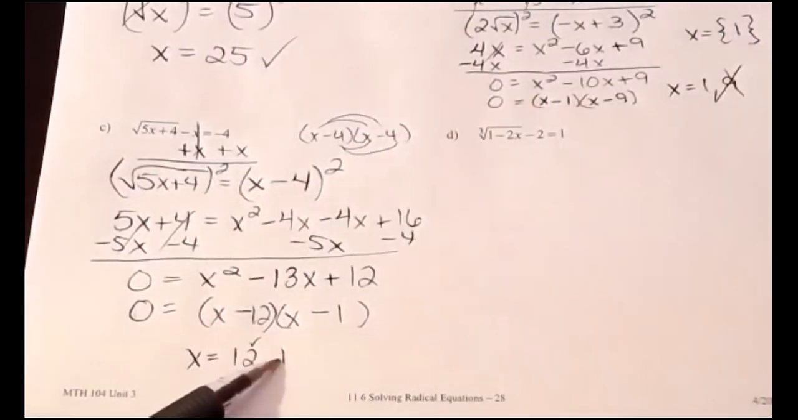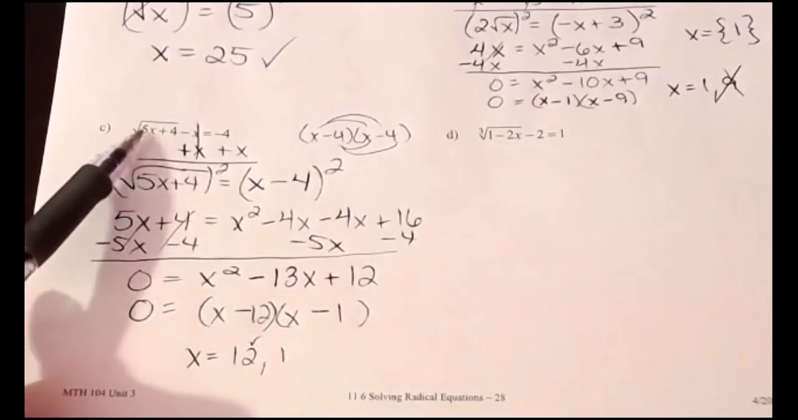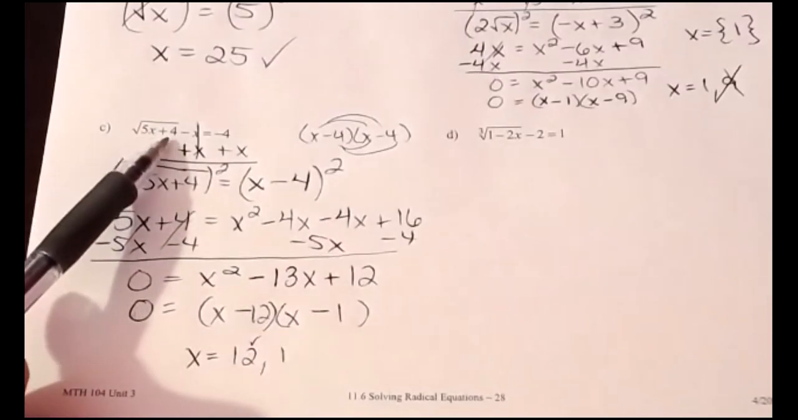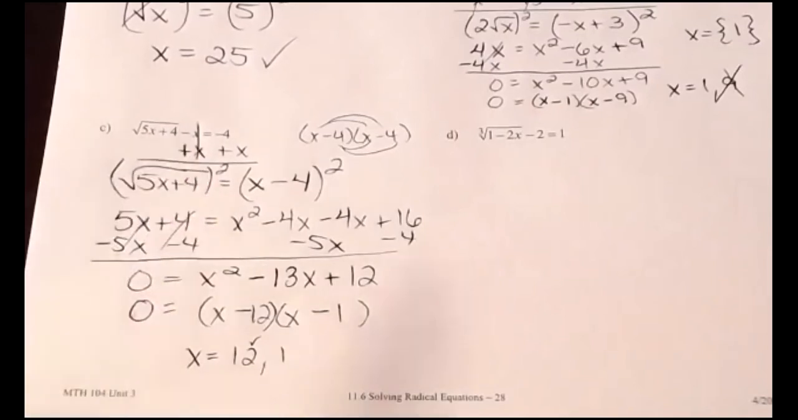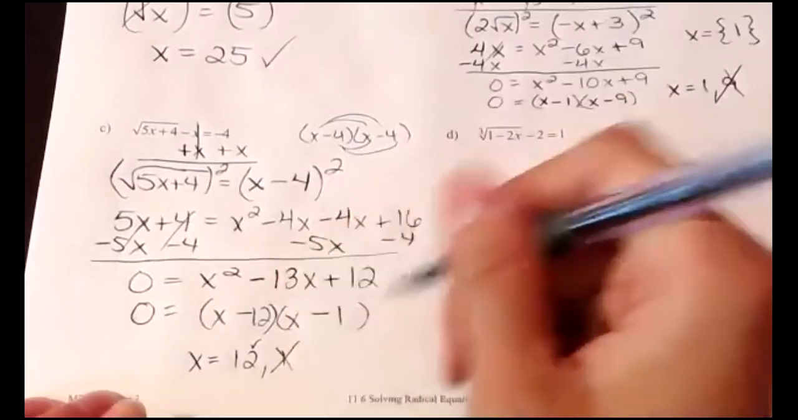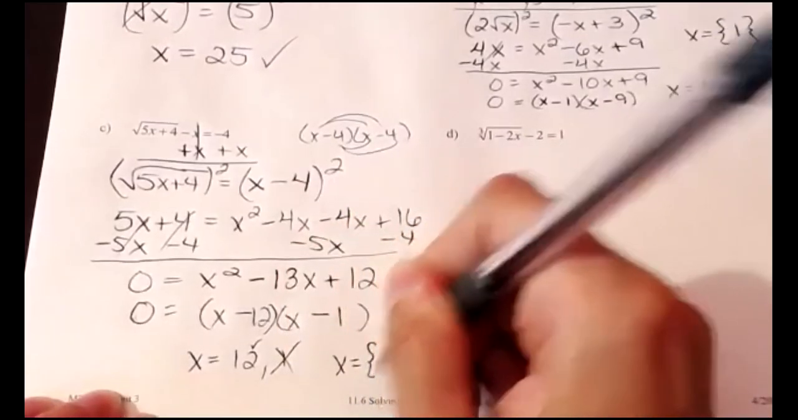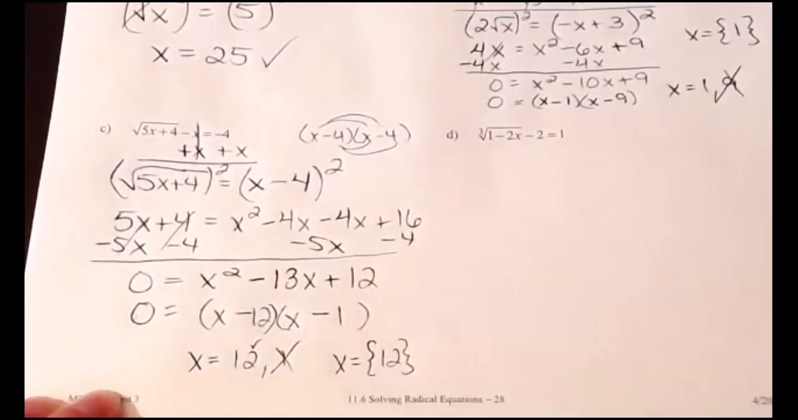We still want to check the 1. So if we plug 1 in, 5 times 1 is 5 plus 4 is 9. Square root of 9 is 3. 3 minus 1 is 2. Doesn't work out. So your answer is the solution set 12.